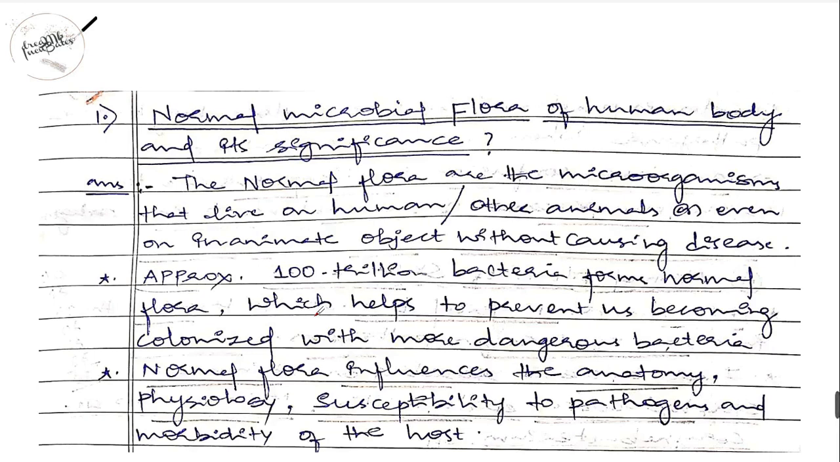The normal microbial flora is nothing but the microorganisms that are found on humans or other animals, or even on inanimate objects, without causing disease. Approximately 100 trillion bacteria form the normal flora, which helps to prevent us from becoming colonized with pathogenic bacteria. Normal flora influences anatomy, physiology, and susceptibility to pathogens.